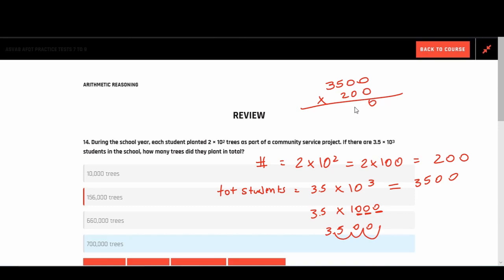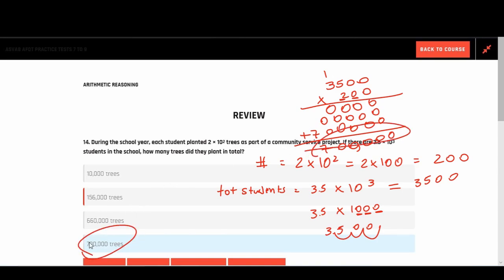0 times 0 is 0, 0 times 0 is 0, 0 times 5 is 0, 0 times 3 is 0. We're starting this number, so we have to drop down a 0 before we begin. 0 times 0 is 0, 0 times 0 is 0, 0 times 5 is 0, 0 times 3 is 0. Starting this number, so we have to drop down 2 zeros before we begin. 2 times 0 is 0, 2 times 0 is 0, 2 times 5 is 10, so we got to carry the 1. 2 times 3 is 6, plus 1 is 7. Let's add: 0 plus 0 plus 0 is 0, 0 plus 0 plus 0 is 0, 0 plus 0 plus 0 is 0, 0 plus 0 plus 0 is 0, 0 plus 0 is 0, 7 plus nothing is 7. Add our decimal every 3, 1, 2, 3. We can see that this is 700,000 trees.